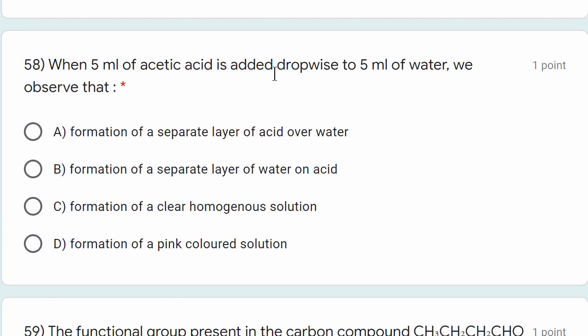So 5 ml of acetic acid is added dropwise to water. What happens? So acetic acid kind of dissolves. I mean, it doesn't dissolve, it mixes well with water. So you get a clear homogeneous solution, diluted acetic acid.